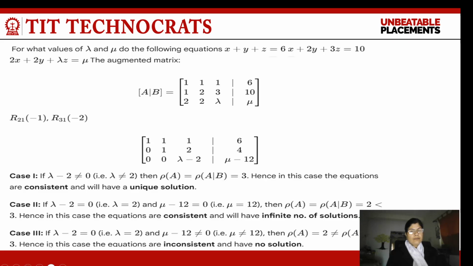Case third, if lambda minus 2 is equal to 0, that is lambda is equal to 2, and mu minus 12 does not equal 0, that is mu does not equal 12, then rank of A is equal to 2, which does not equal rank of AB, which is equal to the number of unknowns, 3. Hence in this case the equations are inconsistent and have no solution.